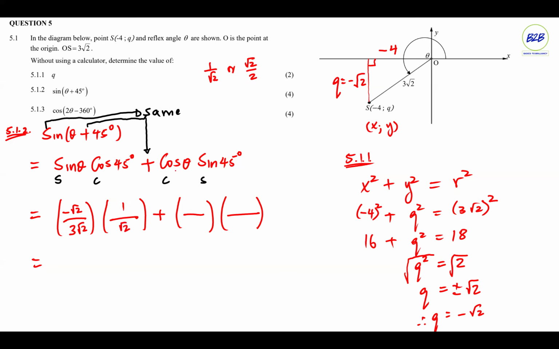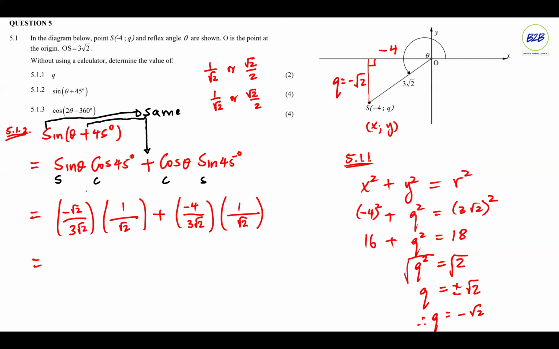And then cos theta is the adjacent side, which is negative 4, over the hypotenuse, which is 3 root 2. Sine 45 degrees, similar to cos 45 degrees, is either 1 over root 2 or root 2 over 2. That is one and the same thing. So we'll substitute 1 over root 2.